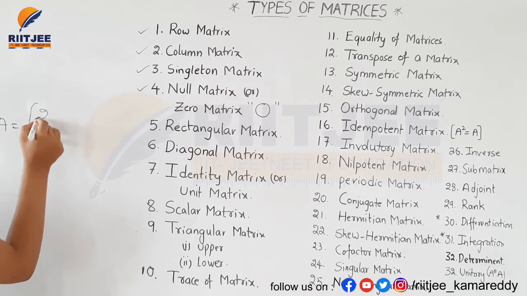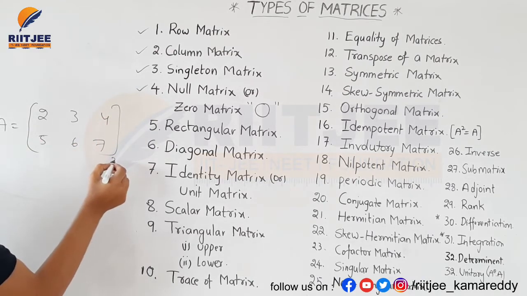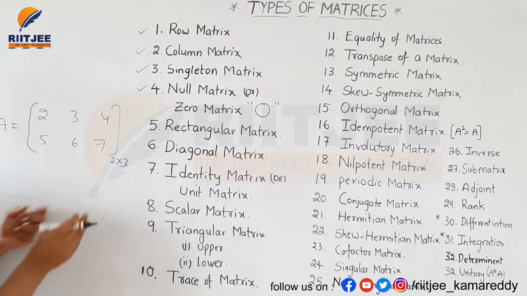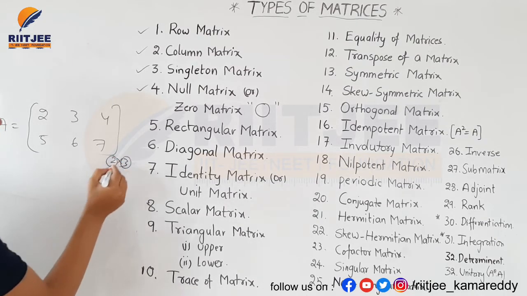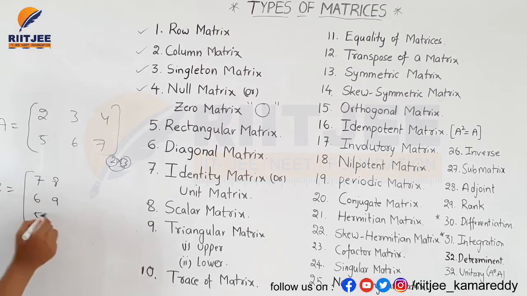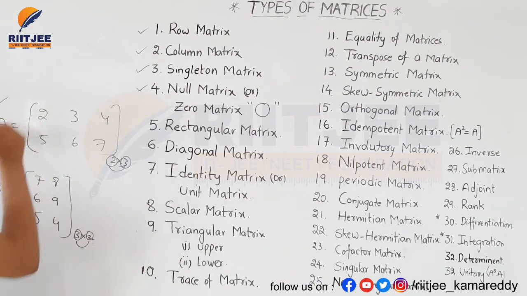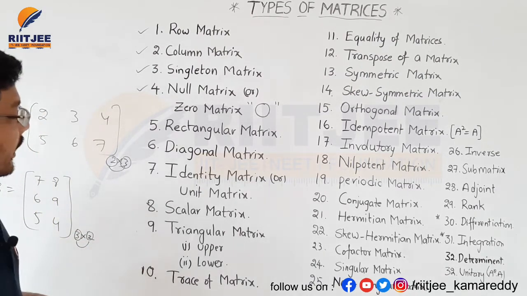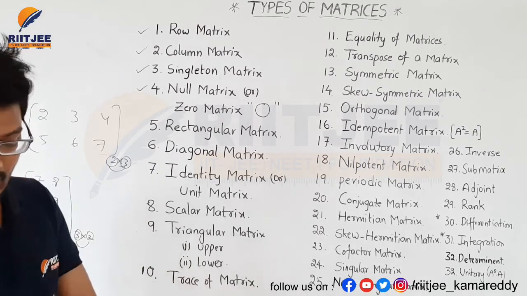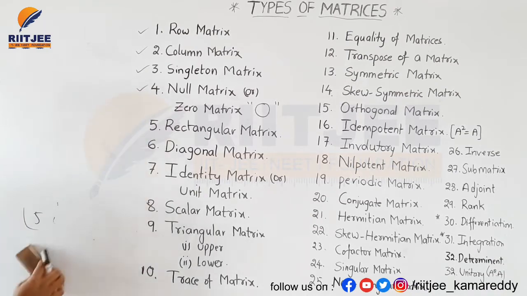Let us take one example here. A is 2 3 4 5 6 7. Here 2 rows and 3 columns. The order of the matrix is 2 by 3, and here we have a different number of rows and columns. And one more example I am taking here: 7 8 6 9 5 4. Here 3 rows, 2 columns. Here also we have a different number of rows and columns. So these are the examples of a rectangular matrix here, and let us move to the next type of matrix.